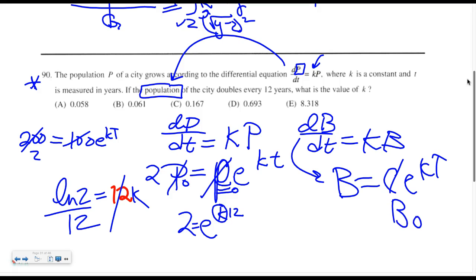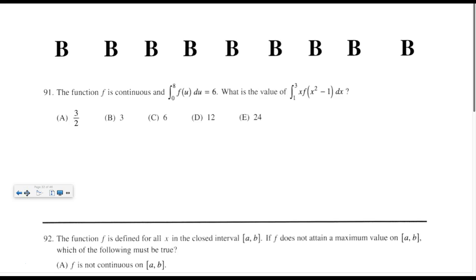And if something's doubling, well, then I'd get twice it. If something was tripling, then I'd have a 3 here. If it was a half-life, then if it was B sub 0, it would go to a half of B sub 0. So you need to, that one's tricky. Two more, whew. Number 91, let's see what we have here.